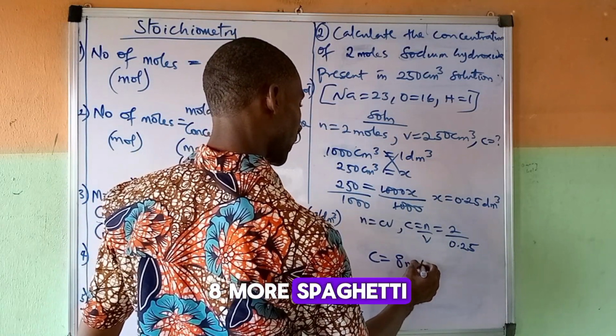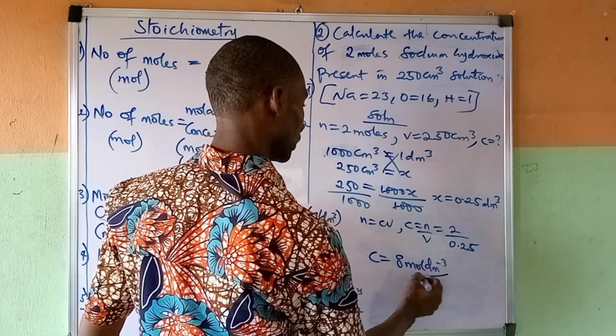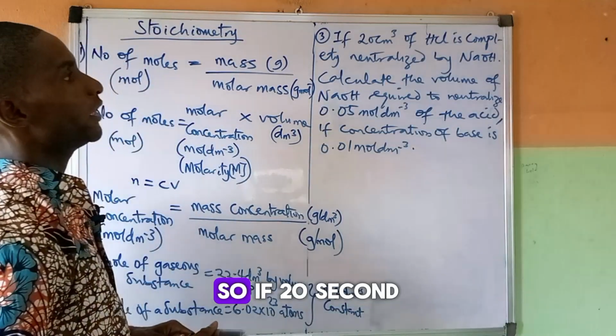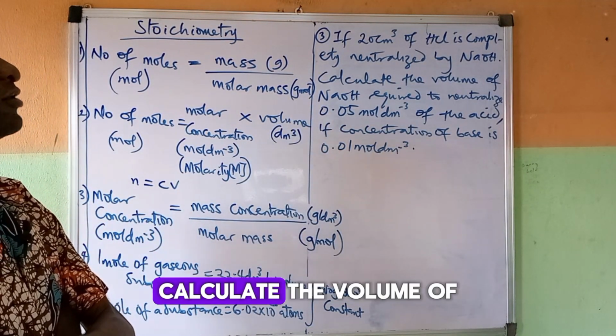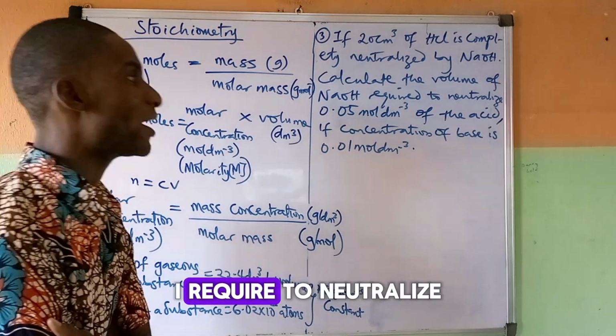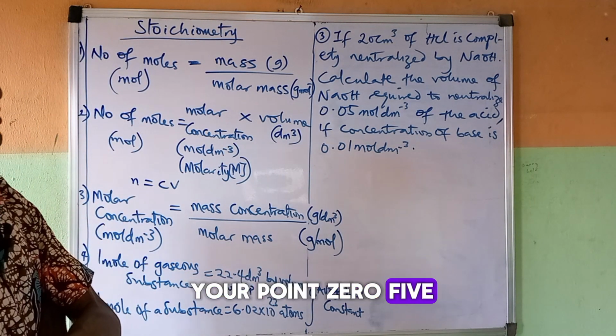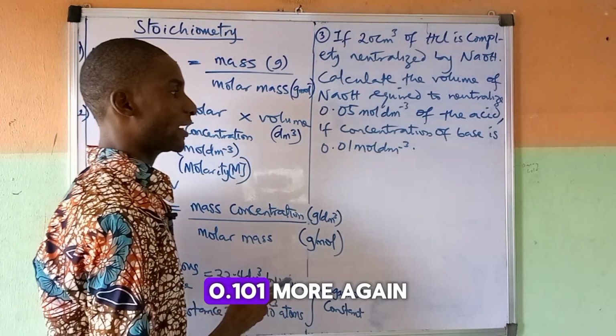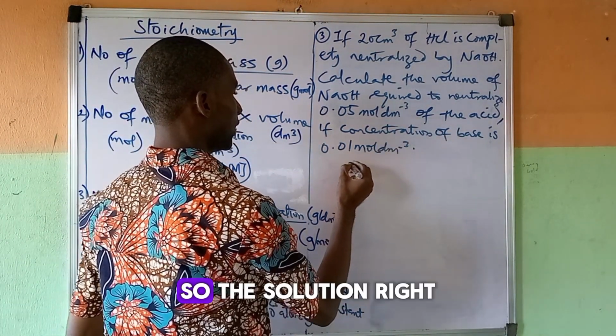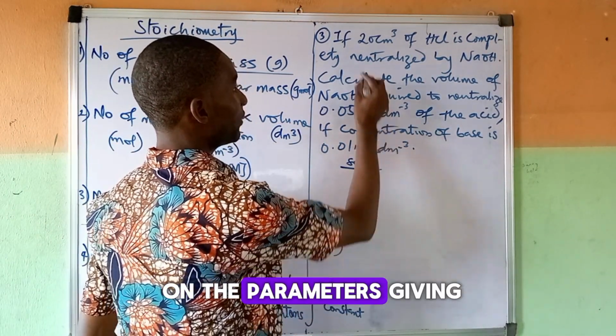8 moles per dm³. That is the answer. So, if 20 cm³ of HCl is completely neutralized by sodium hydroxide, calculate the volume of sodium hydroxide required to neutralize 0.05 mole per dm³ of the acid if the concentration of base is 0.101 mole per dm³. So, the solution, write down the parameters given.